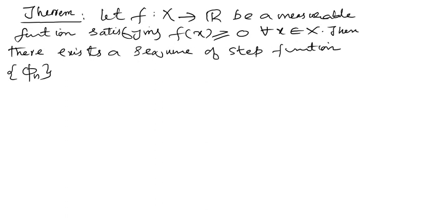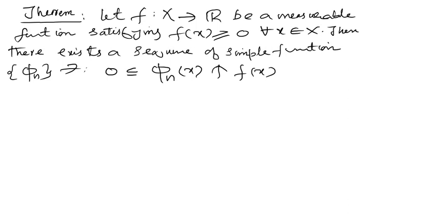Okay, simple functions phi n such that each simple function is non-negative, and this increases to function f(x) for all x in X. So actually this set of step functions is the building block for the class of non-negative measurable functions, because any measurable function can be obtained from simple functions.